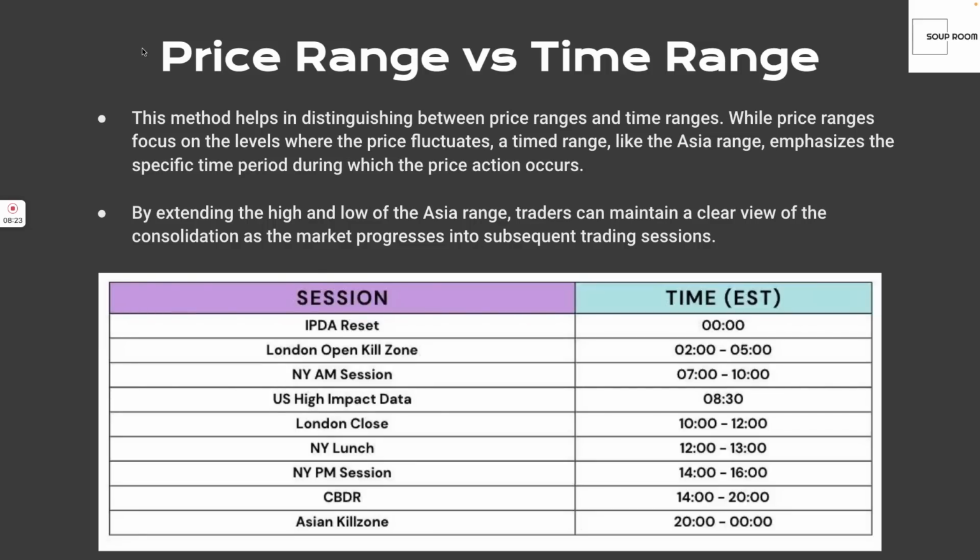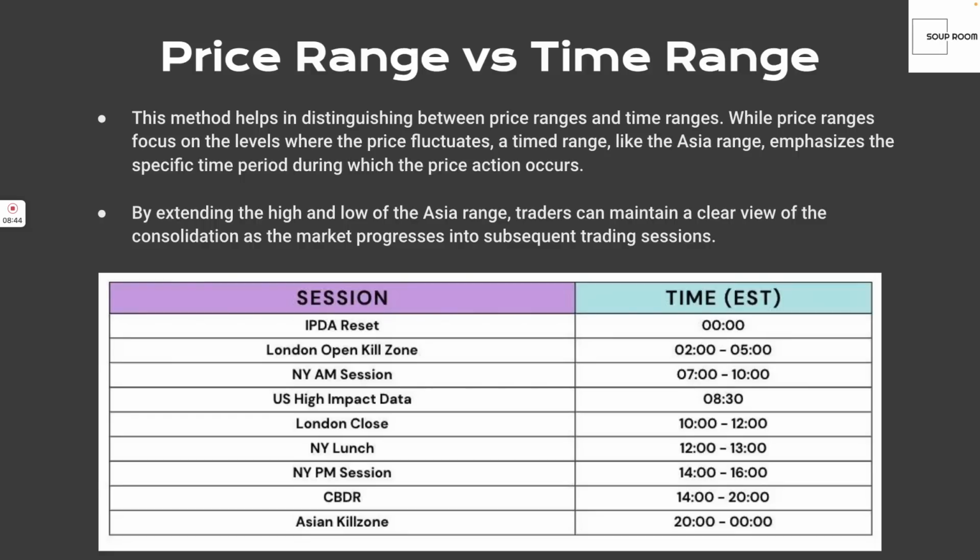So I hinted at this on my Twitter account. Price ranges versus timed range. There's two different ranges in the markets. One is a price range and the other is a timed range. There's a big difference between the two.